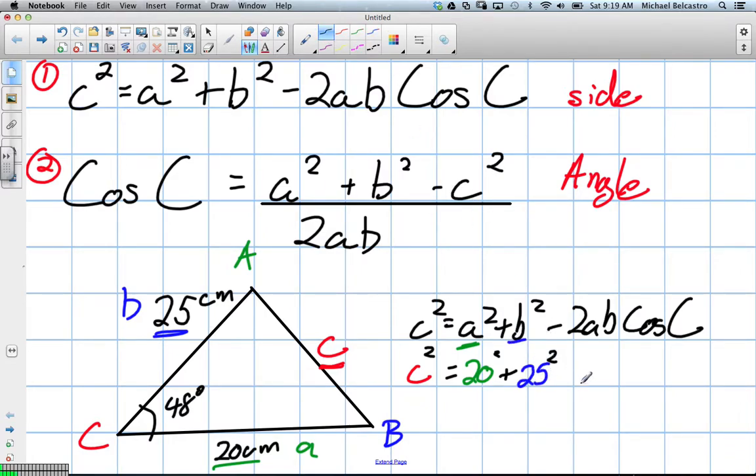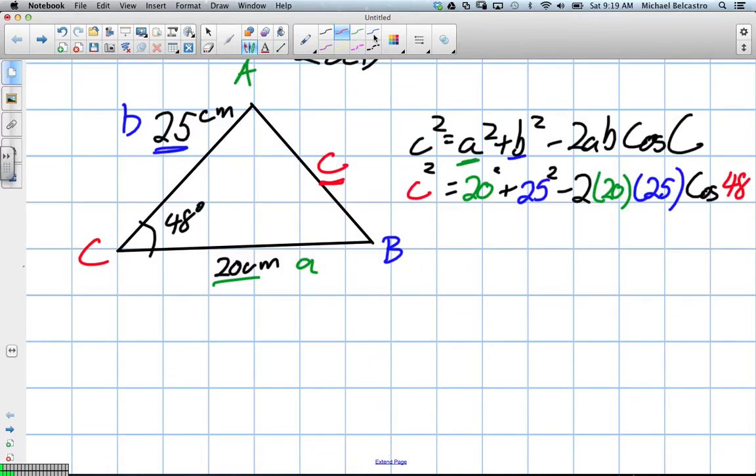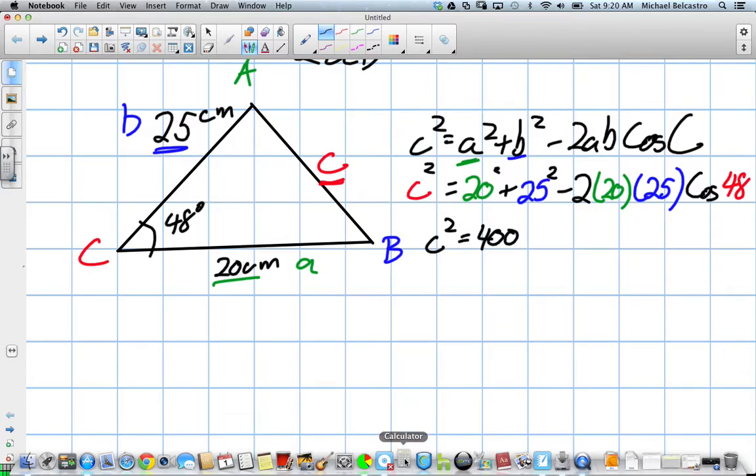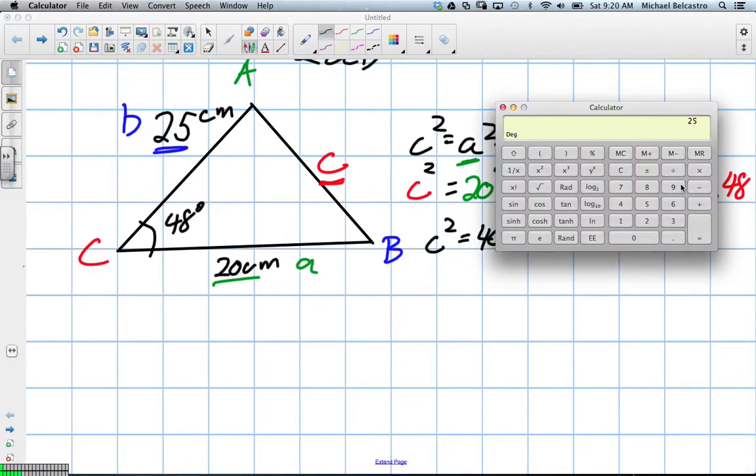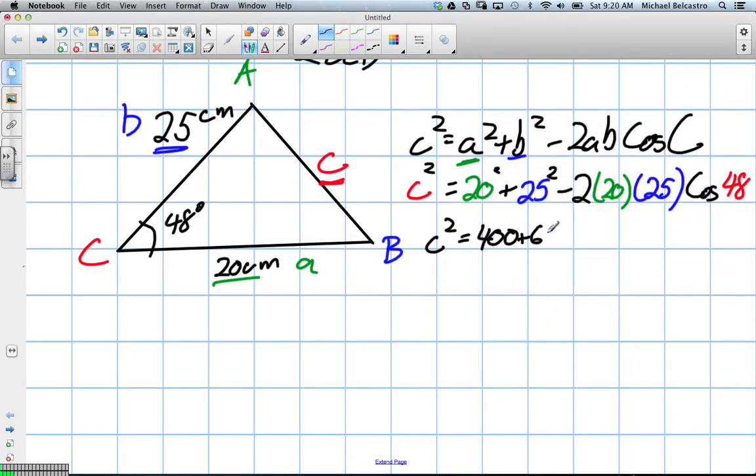We'll need a calculator if you want to grab it. Okay, subtracted by 2 still stays as 2, but A becomes times 20, and B becomes times 25. And the cos C is referring to the angle C, and the angle C is 48. Okay? So let's go through this step by step so we get the hang of it. C squared is equal to 20 squared, which should be 400, I believe. Okay? 25 squared, we'll put it into a quick calculator here. I think it's 625, but let me just double check. Yeah, 625. So plus 625.